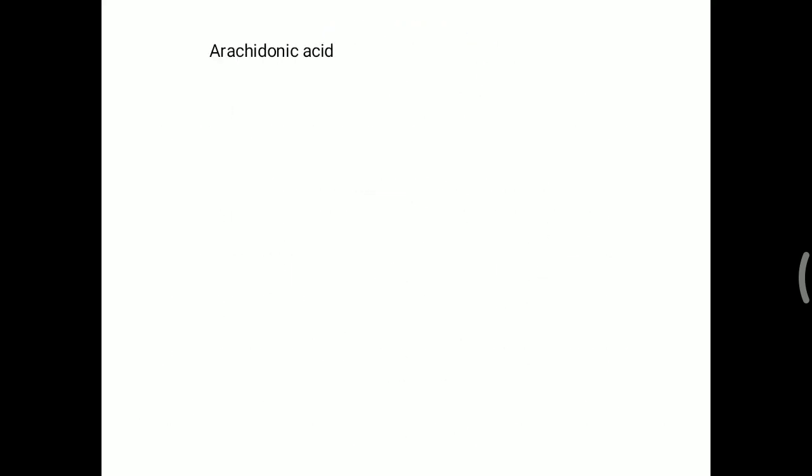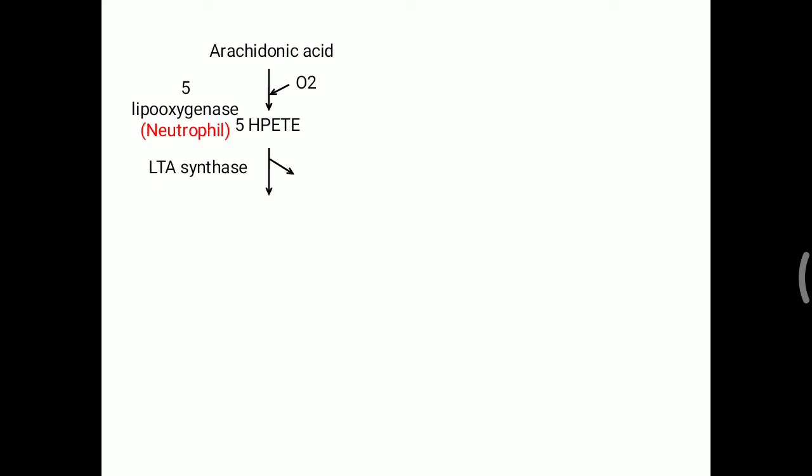Now, exactly how is it produced? Arachidonic acid is mostly present in the cell membrane. In the presence of oxygen and the enzyme 5-lipoxygenase, it is converted into 5-HPETE, that is hydroperoxy eicosatetraenoic acid. You have to remember H means hydroperoxy. Further, it is converted by the leukotriene A synthase enzyme into leukotriene A4. It again contains 4 unsaturated bonds, and 1 H2O molecule is removed.